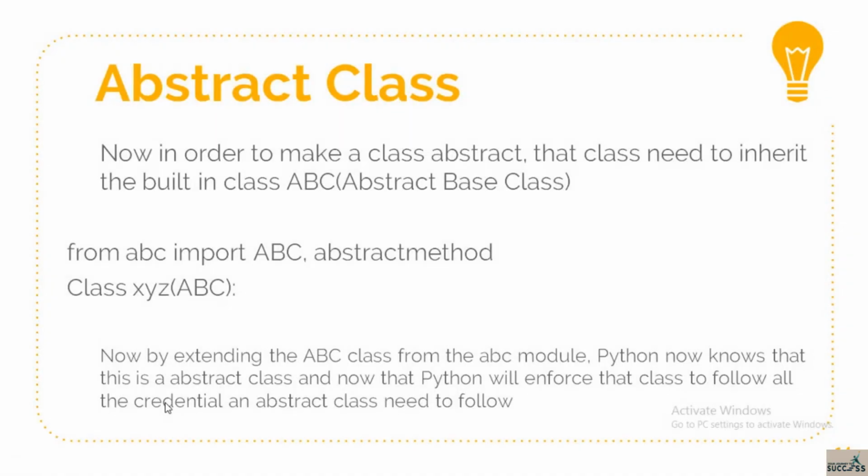Now in order to make a class abstract, that class needs to inherit the built-in class ABC, which is abstract base class. So first of all, we have imported from the ABC module, and now we are creating a class which is inheriting the class that we have imported from the ABC module. By extending the ABC class, Python now knows that this is an abstract class, and Python will enforce that class to follow all the rules an abstract class needs to follow.